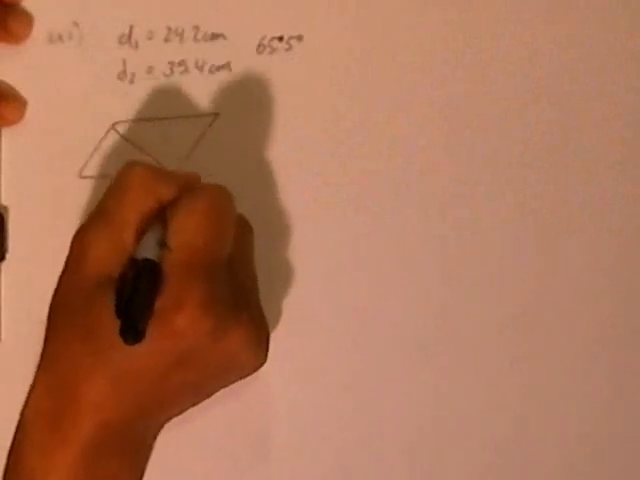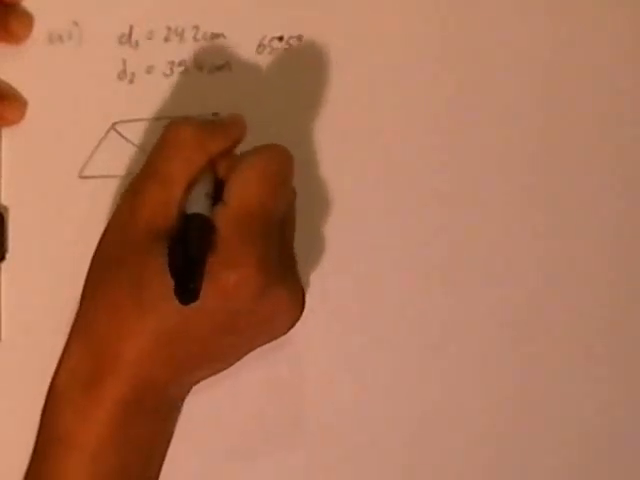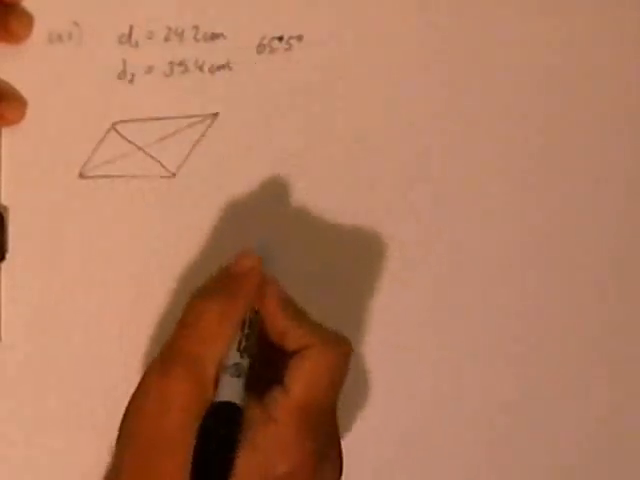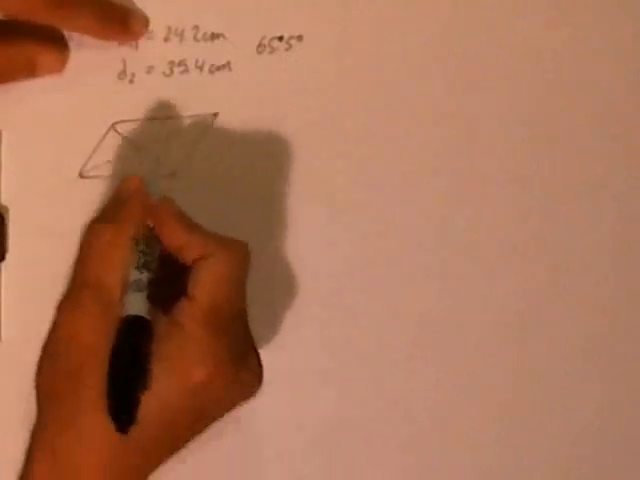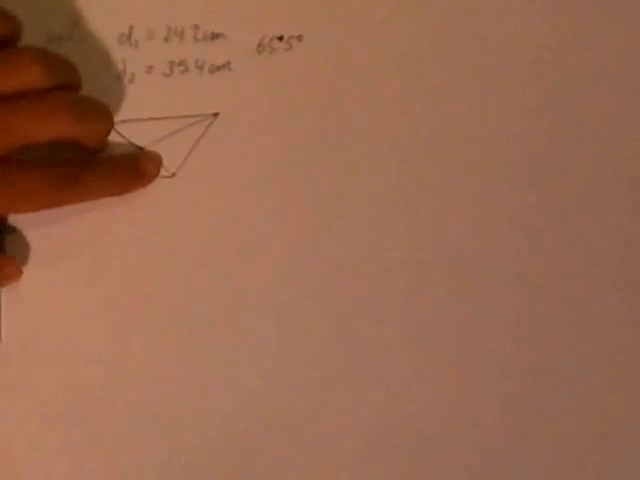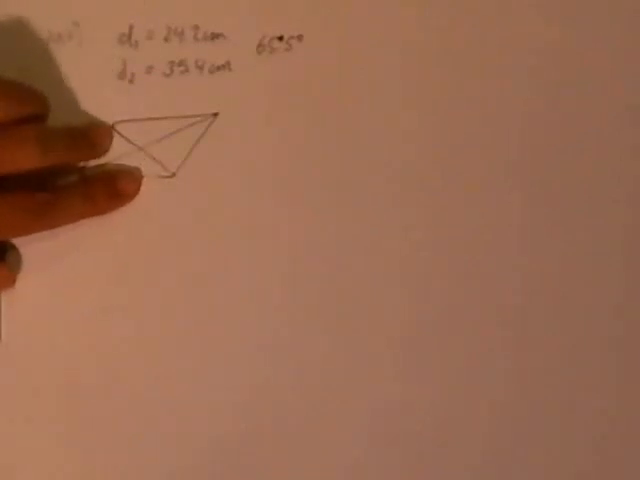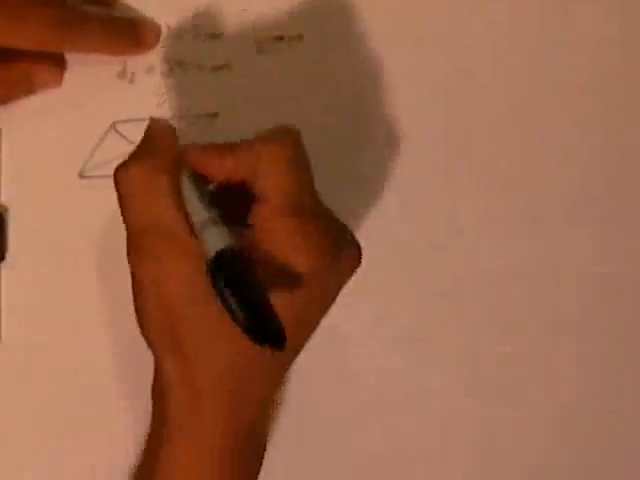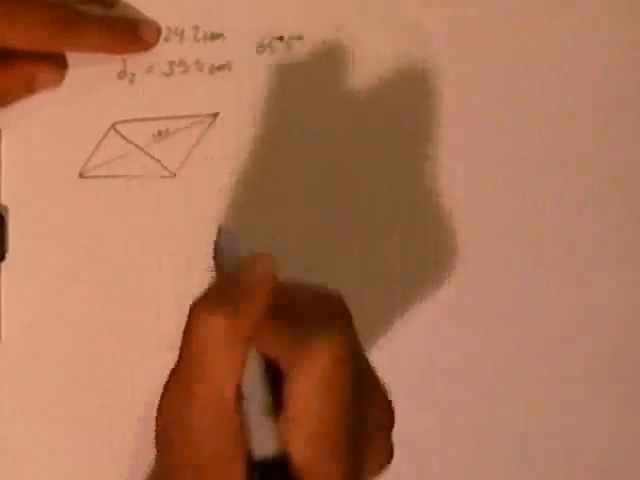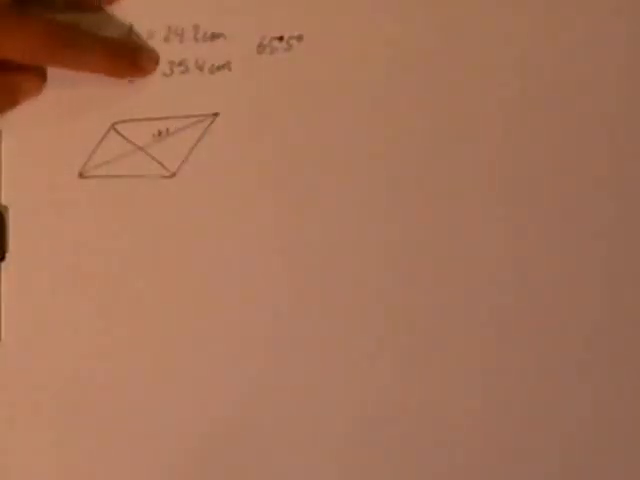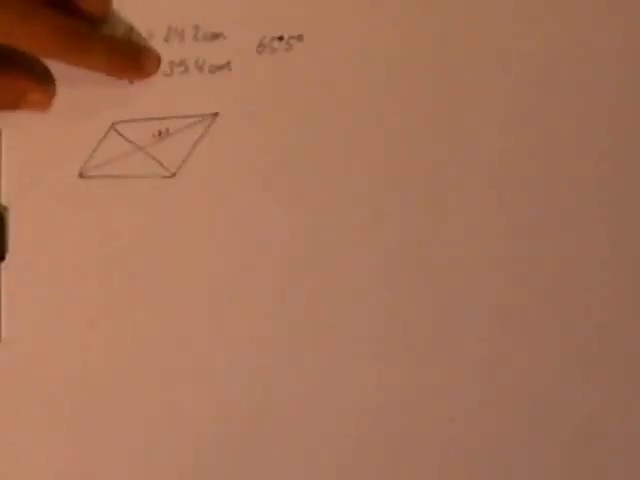Here's diagonal 1. Here's diagonal 2. Since the diagonal is 24.2 inches, we also know something else, that the diagonals bisect each other on a parallelogram. So it would be 12.1 centimeters. The diagonal second one, note if you're not drawing to scale, it doesn't really matter which one you use, you'll get the same information.